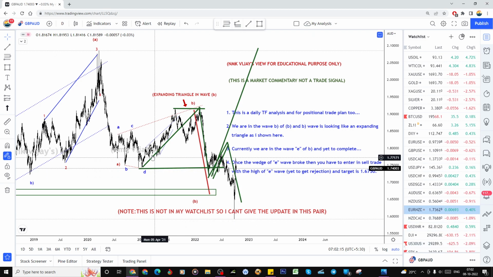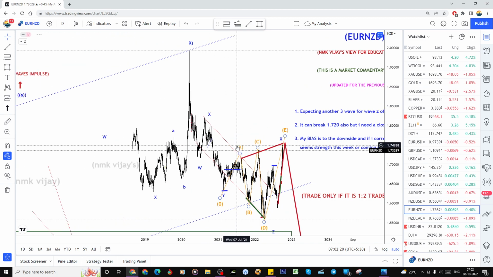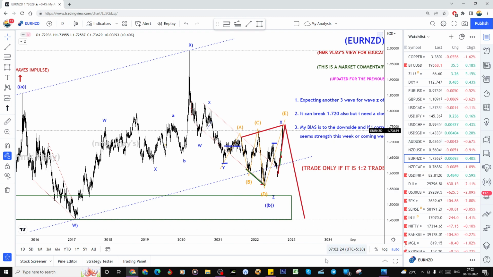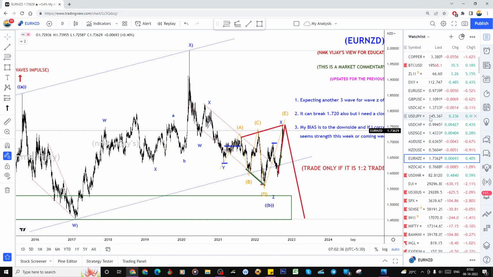So the same pattern now, it's in Euro New Zealand. So let's move on to what else. USHF finished. So now we can move to the US30.